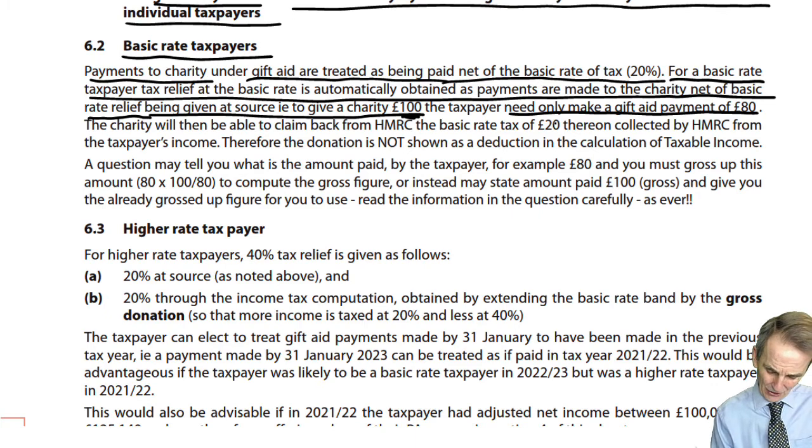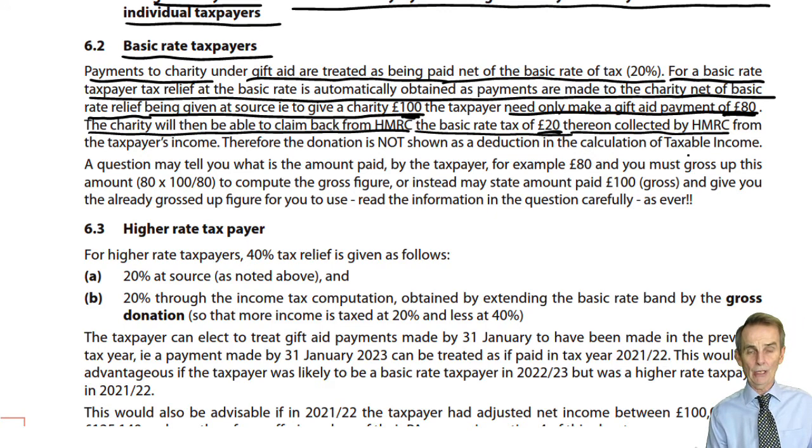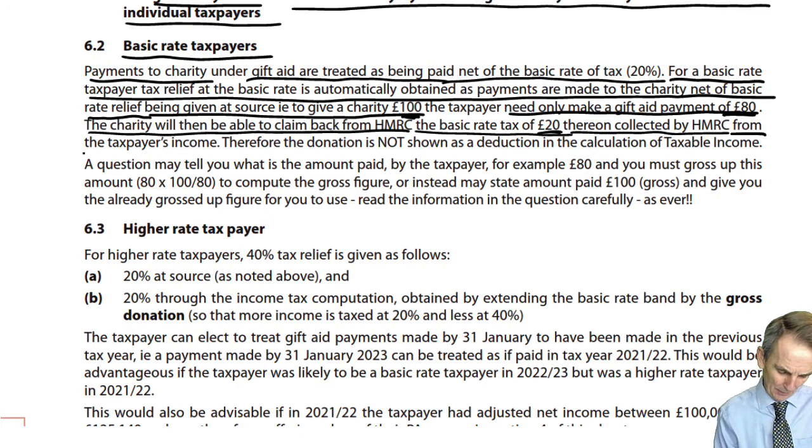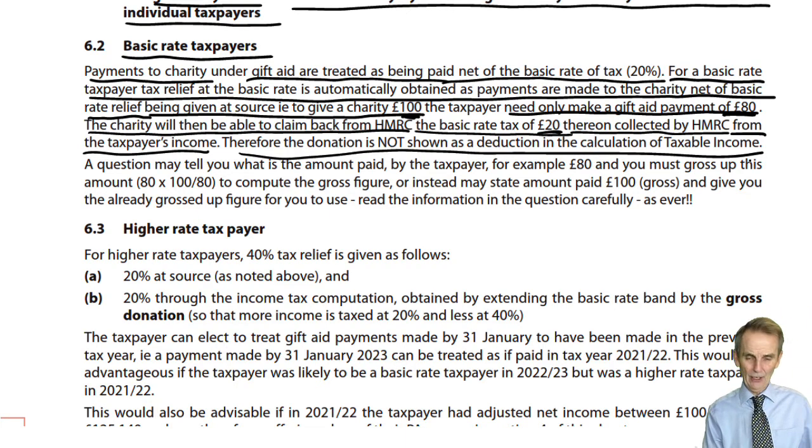So as we see here, the taxpayer need only make the gift aid payment of £80. The charity will then be able to claim back from HMRC the basic rate tax of £20 collected by HMRC. You're a basic rate taxpayer. You had £100 of income. They've taken basic rate tax of £20 off that, but then you've given the net £80 to charity, so HMRC hand over your £20 tax that you had paid to them. Nice system. Basic rate relief is given at source, therefore the donation is not shown as a deduction in the calculation of taxable income.